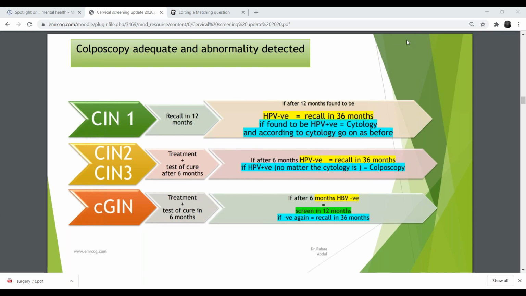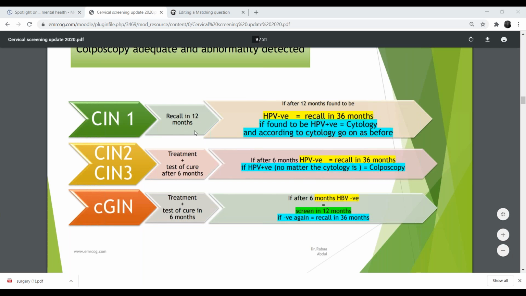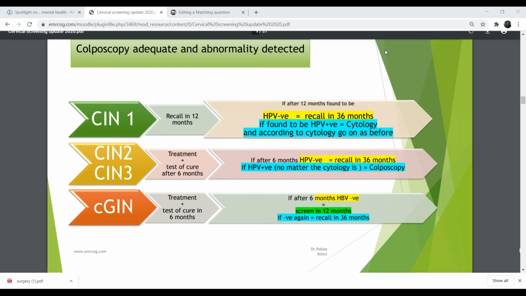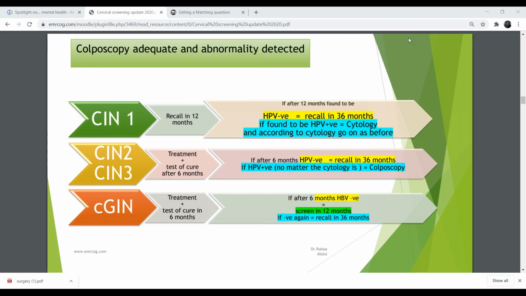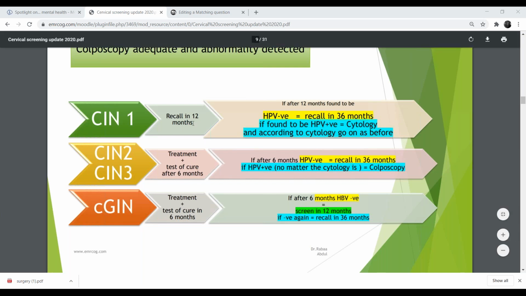The frequency of recall for CIN1 is to recall in 12 months, and in 12 months 36. So it's 12 in 36. No treatment. CIN2 and 3: treatment plus test of cure. Frequency of recall, if everything is normal, is 6 in 36. I just need you to write it down as a note: how to do the frequency of follow-up for every abnormality on the colposcope. CIN1, CIN2, CIN3, and CGIN. Again, CIN1 is 12 in 36. CIN2 and 3 is 6 in 36. CGIN is 6 in 12 in 36.